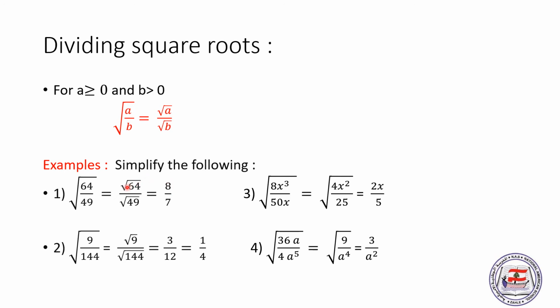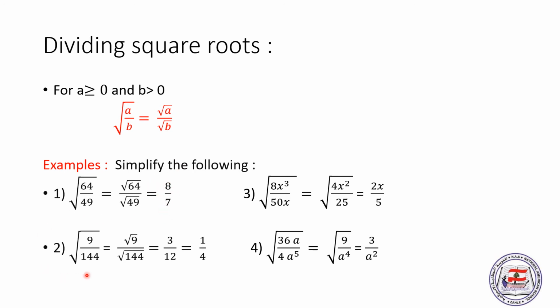But it's easier for you to memorize the perfect squares of numbers. It's given in the first part of this lesson. And the square root of 49 gives 7, since 49 is the perfect square of 7. So the final answer is 8 over 7.